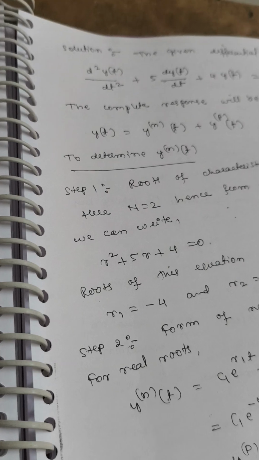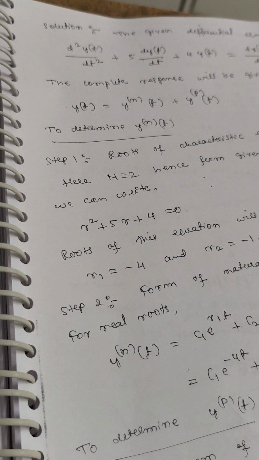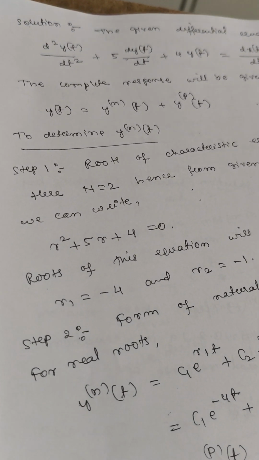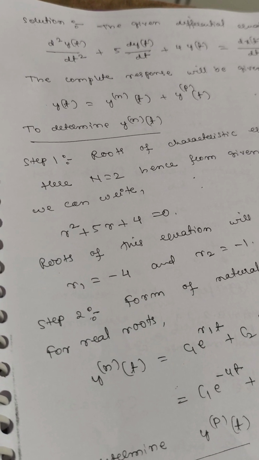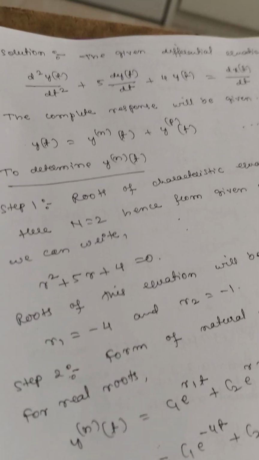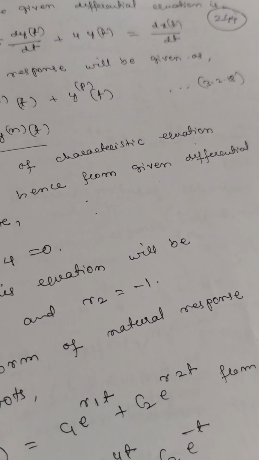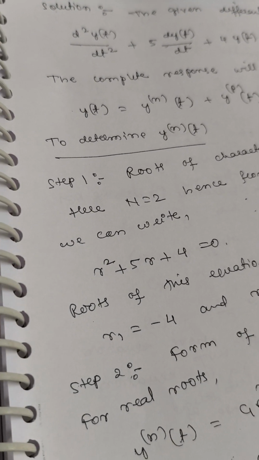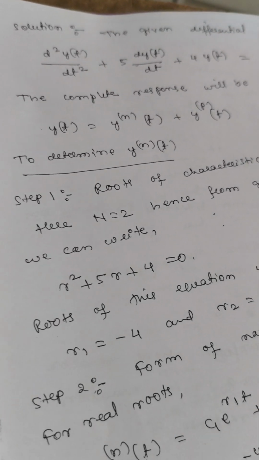Today we will discuss some concepts with a problem, to find out how to obtain the complete response. First we will determine the natural response, y n of t, and substitute in the equation. Then we will find the particular solution. Then we will add both, so that we will get the complete solution of this differential equation.